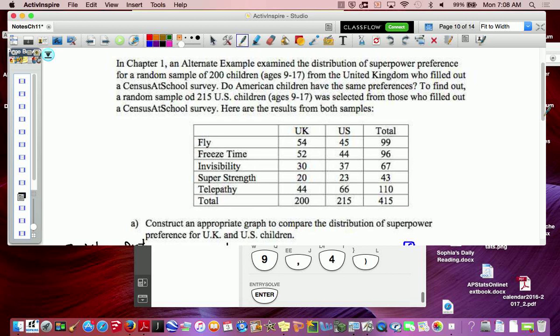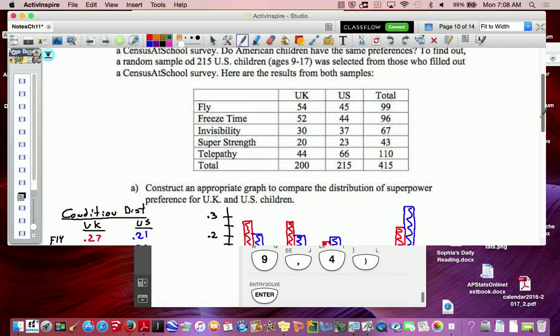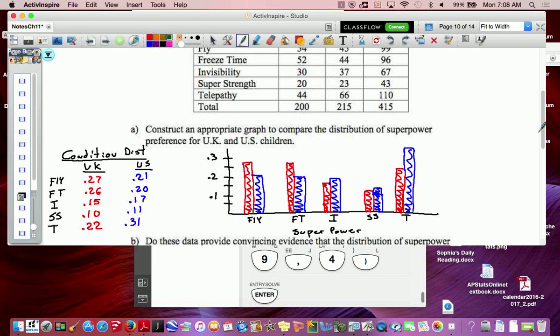So we want to see if there's actually a difference between the countries and superpower preferences. First thing we're going to do is calculate out the conditional distributions and a graph and see what's going on. What I've done here off to the side is calculated their conditional distributions of each country, UK in red, US in blue, and I've graphed them. So the question is, is it statistically different? You can start to see some of them are similar, super strength and visibility seem pretty close, but boy, telepathy seems to be a lot more US students, but flying definitely higher for UK. The question is, is it statistically significant?